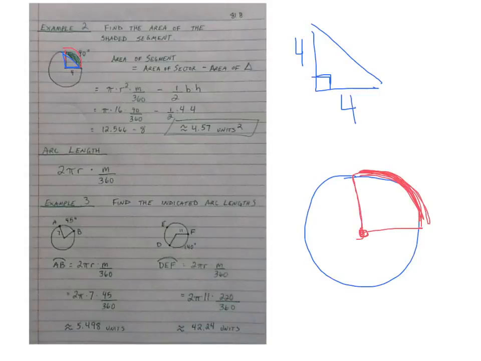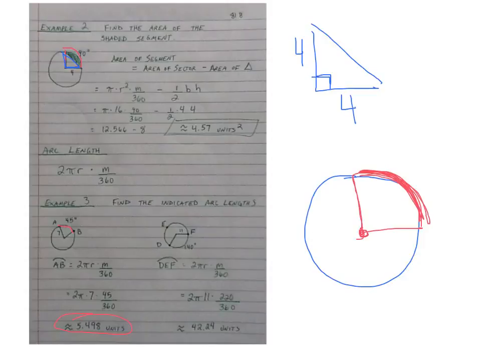So example 3, we use the formula. It says find the indicated arc lengths, and we're looking for arc AB, and this is a minor arc that is 45 degrees, and we have a radius of 7. So 2 pi r times m over 360. We substitute 7 in for r and 45 for m, and once we calculate that out, we get that the length of the minor arc AB is approximately 5.5 units.